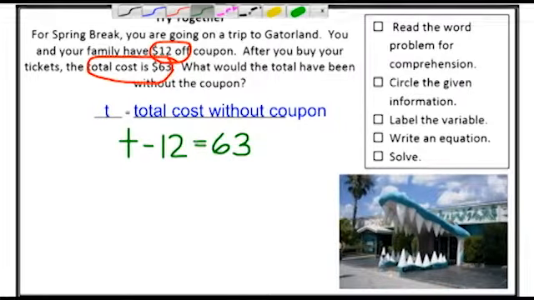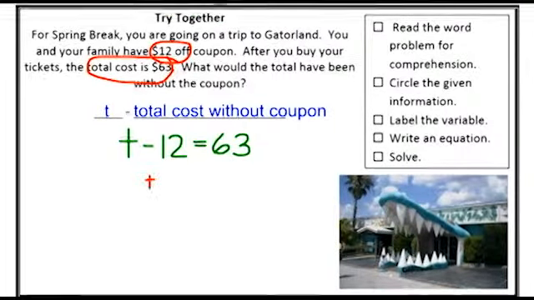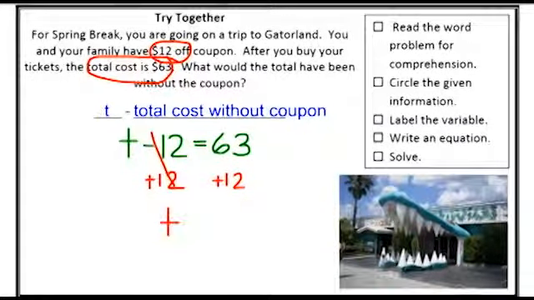Final step, solve. I'm subtracting 12, so I'm going to add 12 to both sides. Negative 12 plus 12 gives me the identity of 0. T equals 75. Now, we're dealing with word problems, so you need to make sure you include a unit.